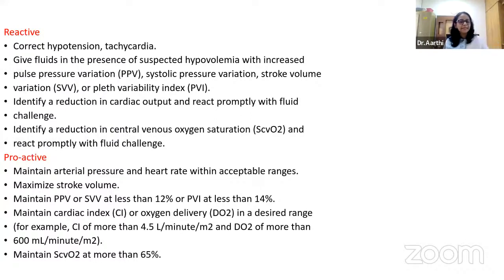management would be to maintain an adequate arterial blood pressure with a MAP of more than 65 to maximize the stroke volume, and to maintain the pulse pressure variation in the 12 to 14% range, and using invasive hemodynamic monitoring to maintain the cardiac index of around 4.5 liters per minute per meter square and maintain a central venous saturation of more than 65. This has to be implemented during the perioperative period, postoperative period, as well as in all critically ill patients. Thank you.